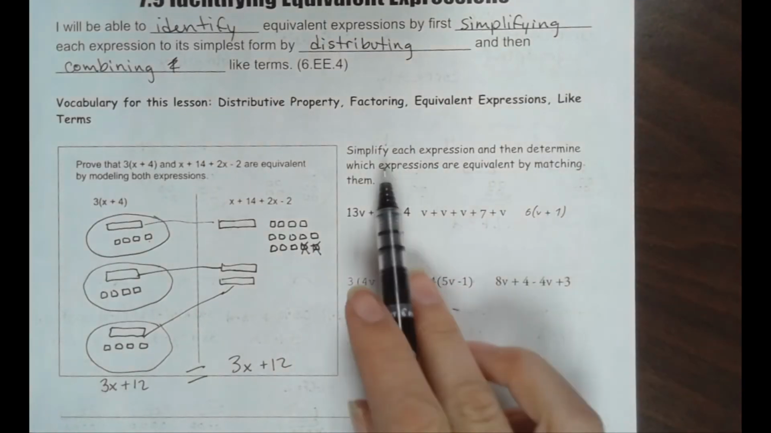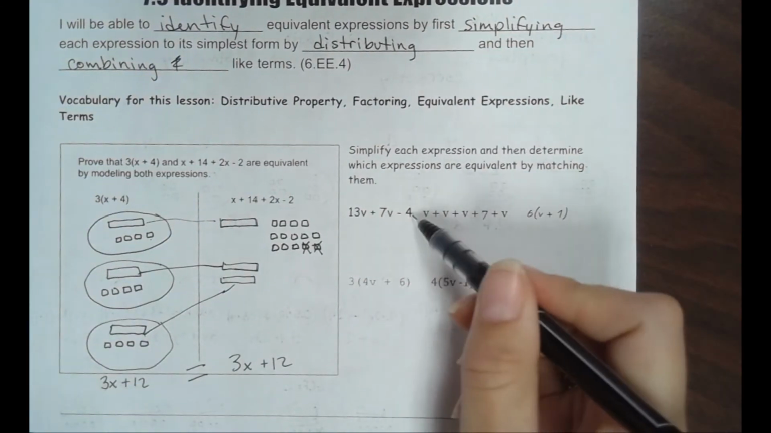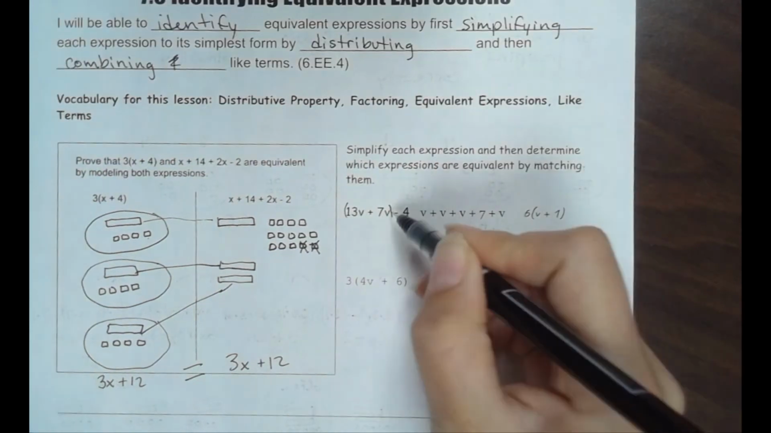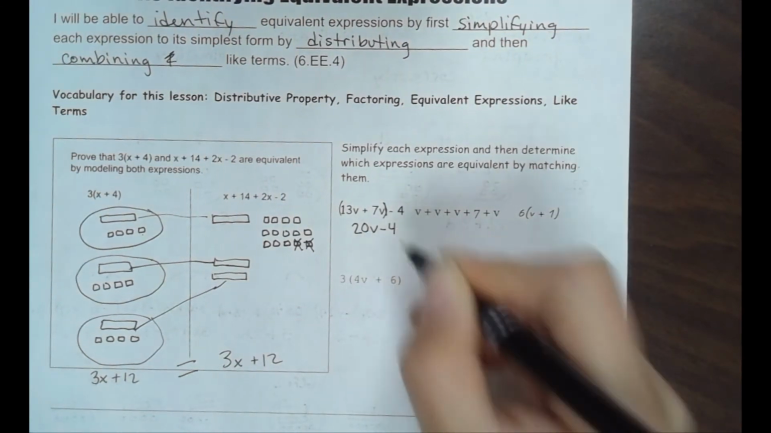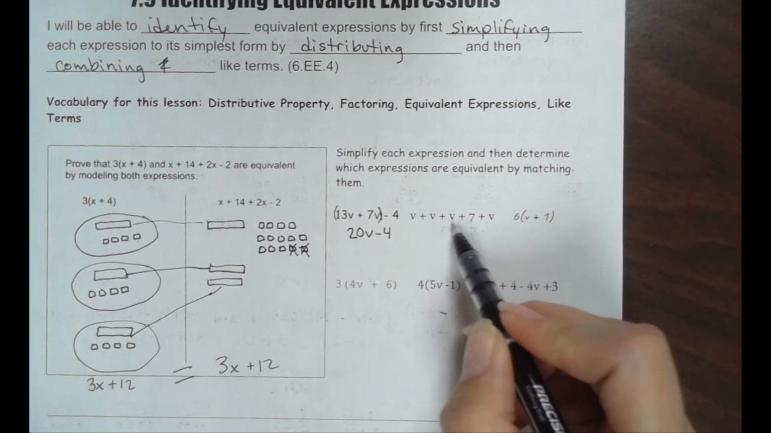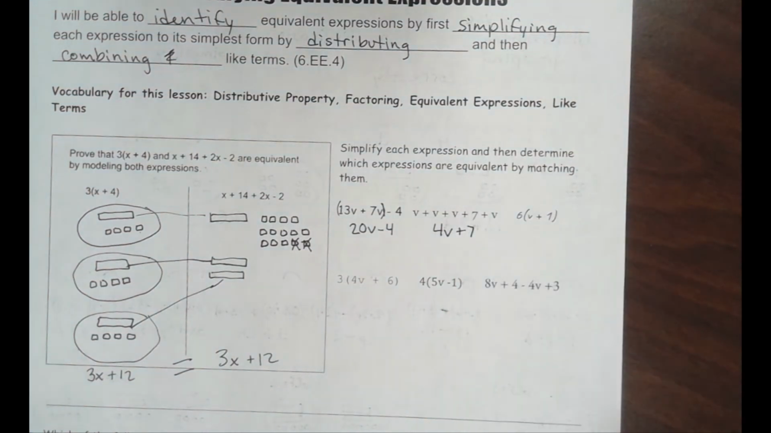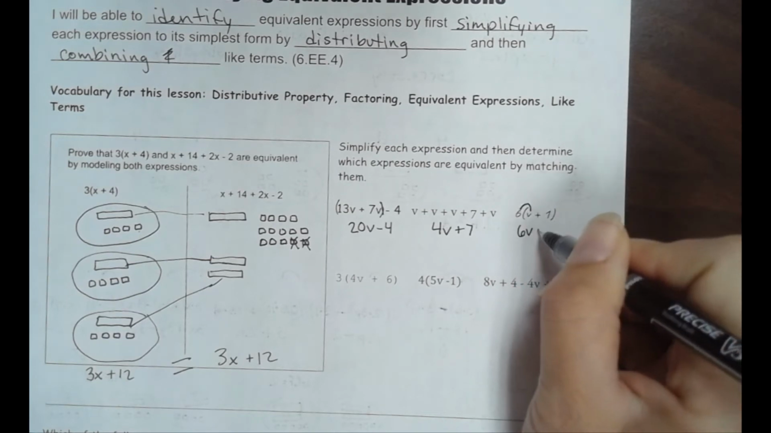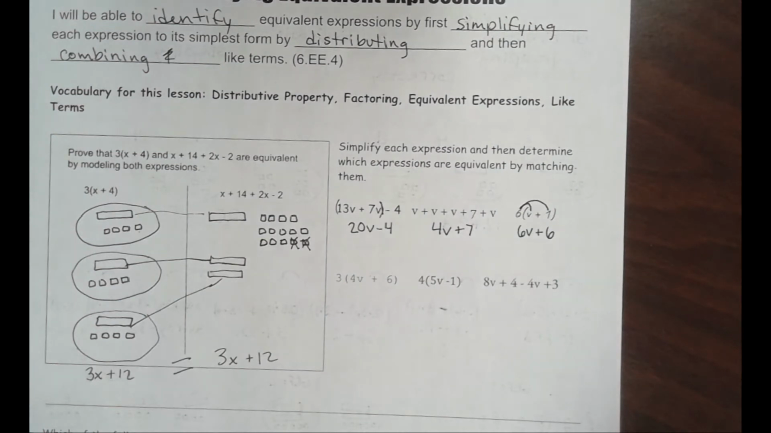So here it says simplify each expression and then determine which expressions are equivalent by matching them. If I simplify this, I have like terms, so I can combine 13v plus 7v. That's going to give me 20v minus 4. I can do no more because v's and 4's are different from each other. Okay, this one right here, v plus v plus v plus 7 plus v, that is 4v plus 7. Here I have to distribute, so this would be 6 times v, which would be 6v, plus 6 times 1, which is 6. So this one is 6v plus 6, so nothing is equivalent yet.